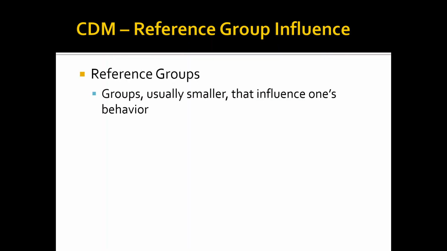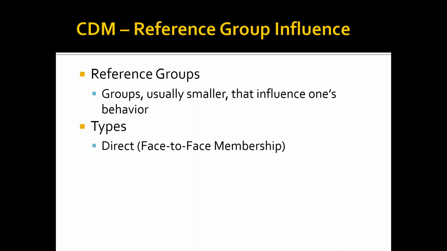Next, we're going to talk about the influence of reference groups. A reference group is just a group of people, often smaller, that influences one's behavior. And there's different types of reference groups. This will help us understand their influence.